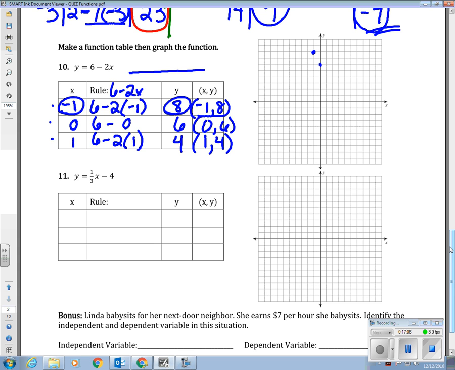Remember, this is also called my y-intercept. So that I know that because my x value is 0, 6 is my y-intercept. And then 1, 4, I'm going right 1 and then up 4. 1, 2, 3, 4. And clearly I can see that makes a nice line there.